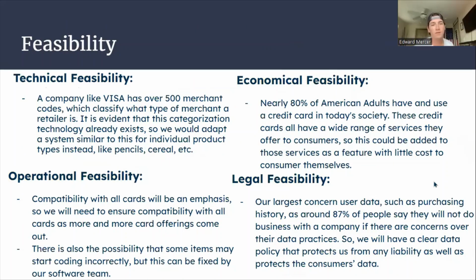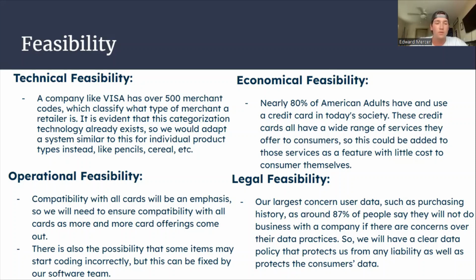On the feasibility side, there's 4 types of feasibility. In the technical feasibility, a company like Visa has over 500 merchant codes, which classify what type of merchant a retailer is. It is evident that the categorization technology already exists, so we would adapt a similar system to this for individual product types instead, like pencils, cereal, etc.